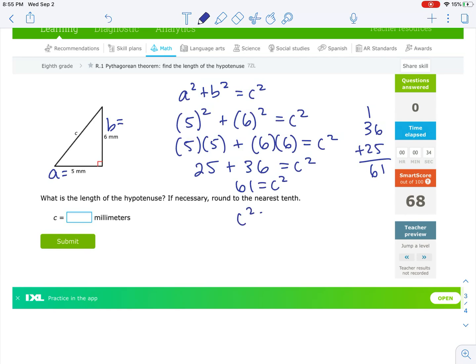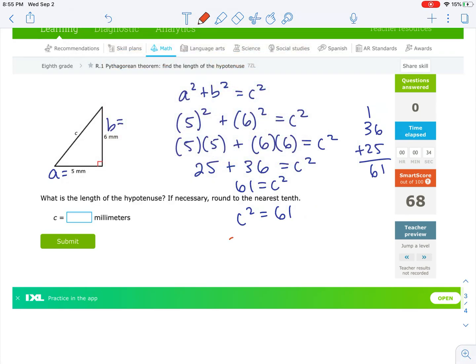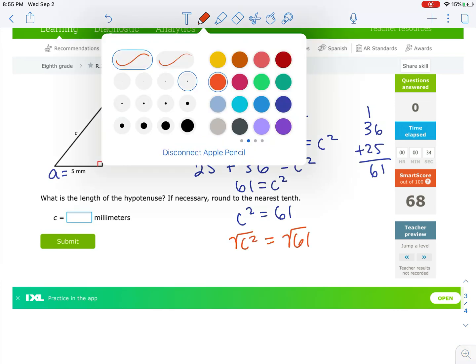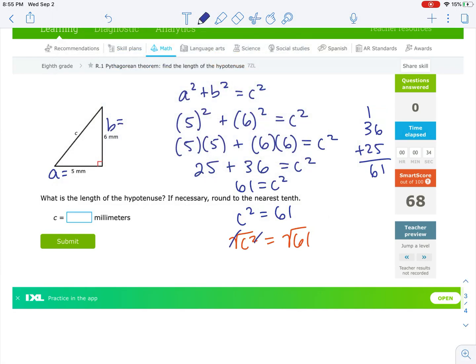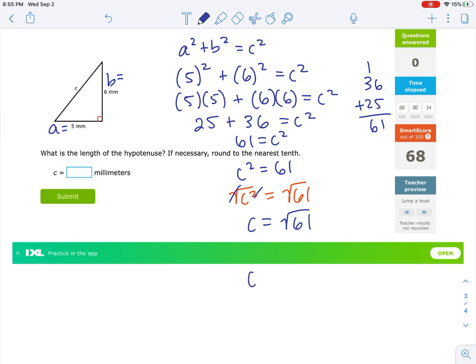I'm just going to turn it around because I like to have the variable on the left. Now I just need to take the square root of both sides to get the square to cancel. So my square root and the square cancel each other out. C equals the square root of 61. Now, the square root of 61 is approximately 7.810, and then there's more decimal places after that.